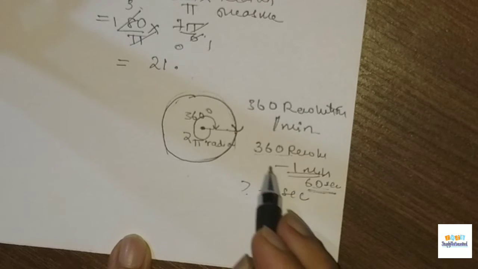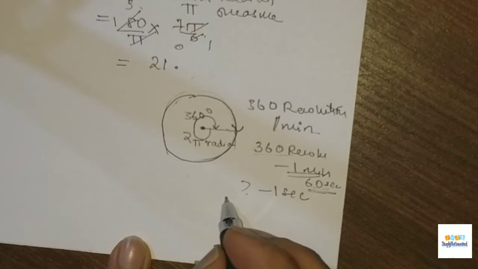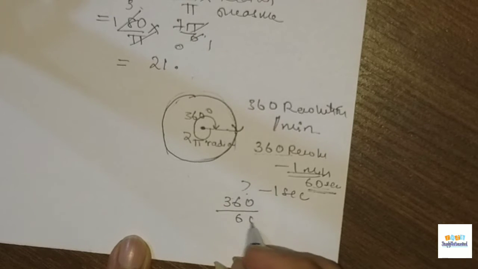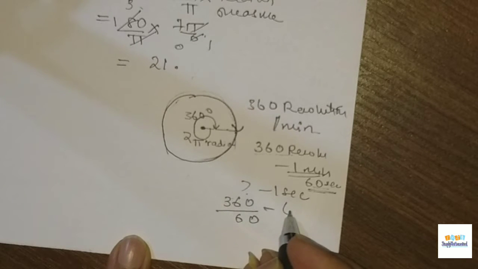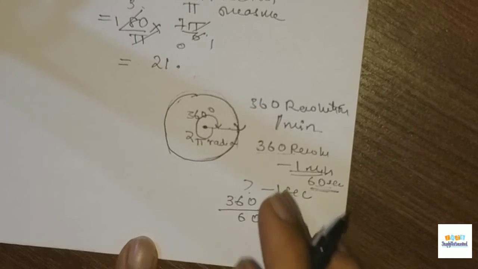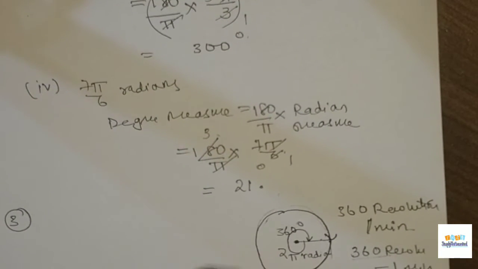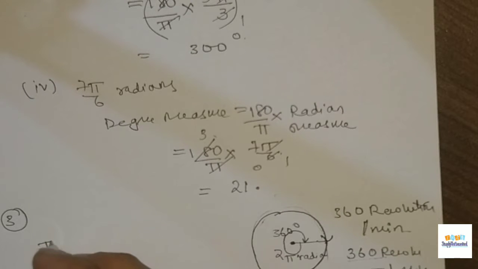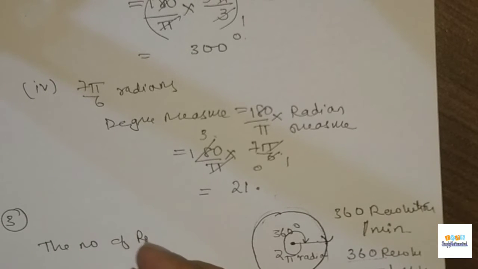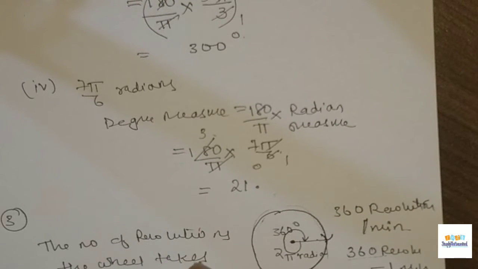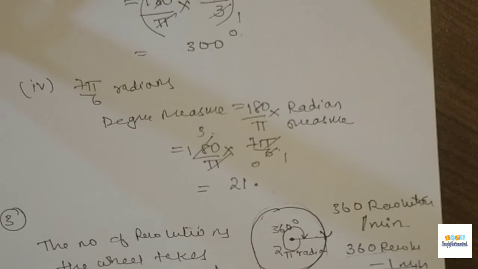Okay. So how many revolutions in 1 second? It is just 360 divided by 60, right? Which is 6 revolutions. Okay. So the number of revolutions the wheel takes in 1 second is equal to 6 revolutions.